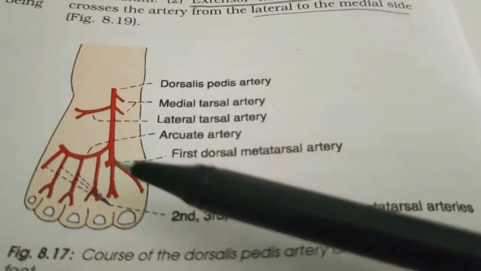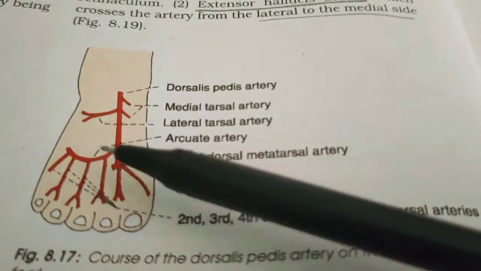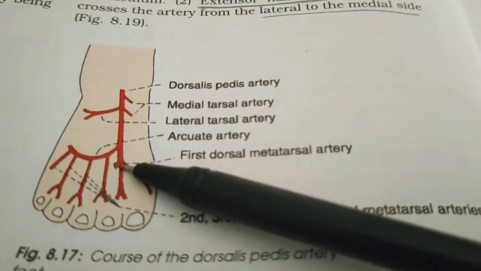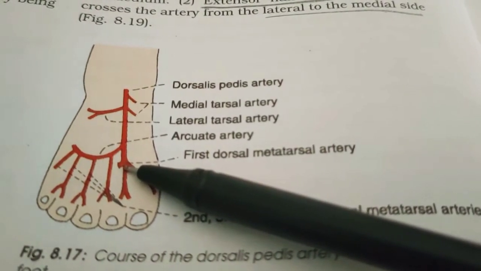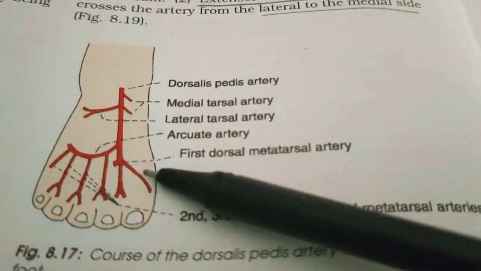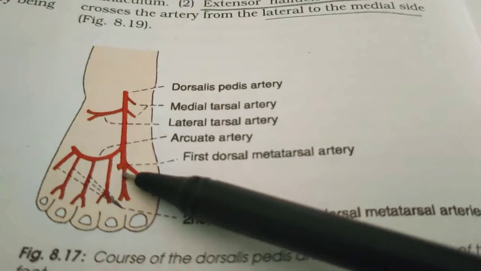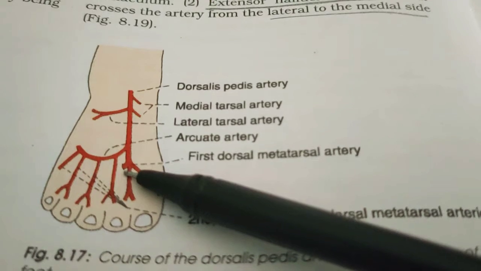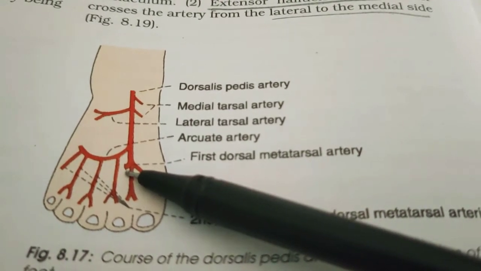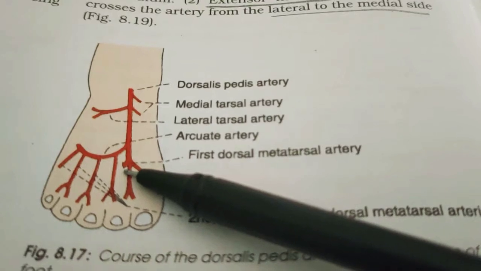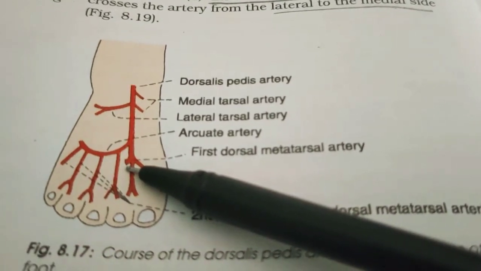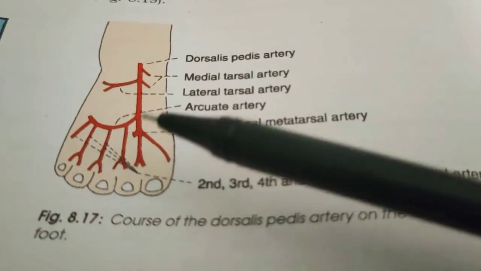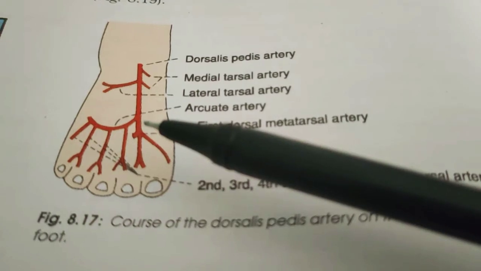You can see the first intermetatarsal space between these metatarsal bones. Here it dips downwards between the two heads of the first dorsal interosseous muscle. You can see the first dorsal metatarsal artery. So at this site it will dip downward between the two heads of the first dorsal interosseous muscle, and end in the sole by completing the plantar arterial arch.